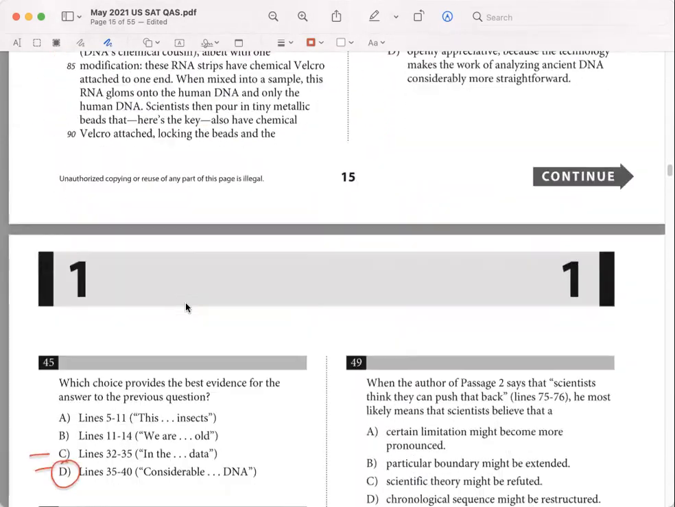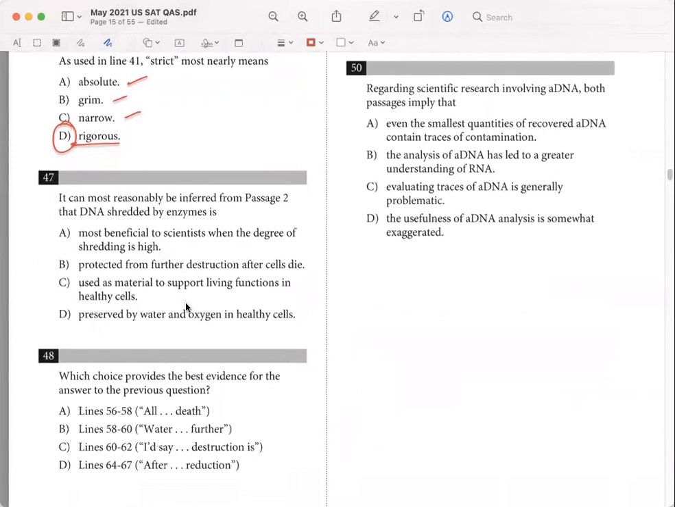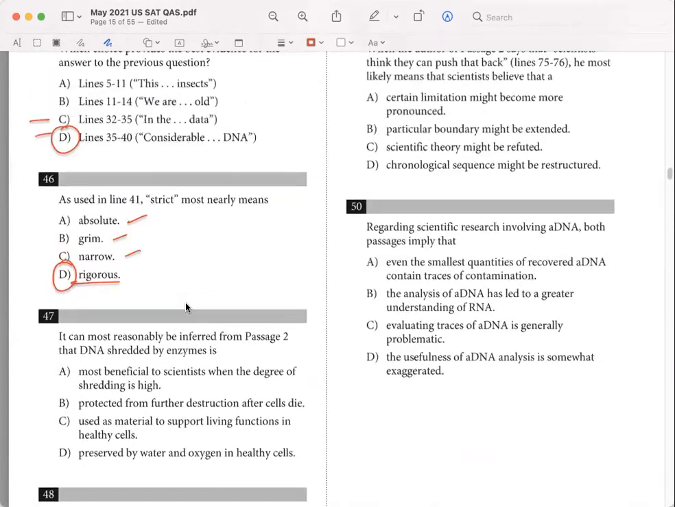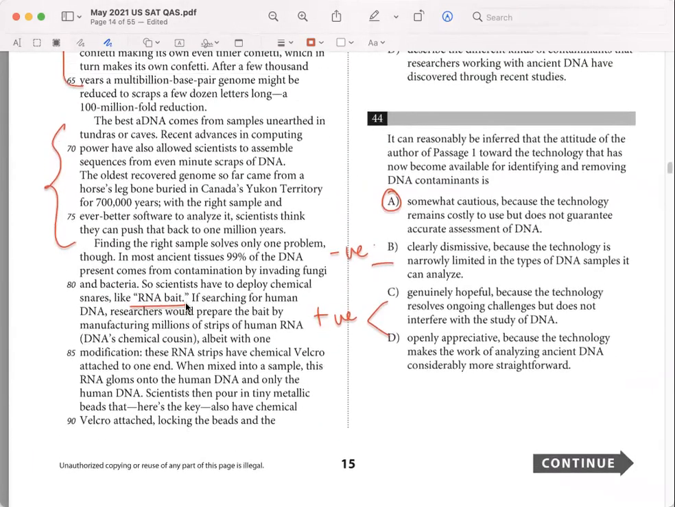Okay, so let's look at 47. It can most reasonably be inferred from passage 2 that DNA shredded by enzymes is most beneficial to scientists when the degree of shredding is high, protected from further destruction after cells die, used as material to support living functions in healthy cells, preserved by water and oxygen in healthy cells. So the concept of shredding comes from here, right?